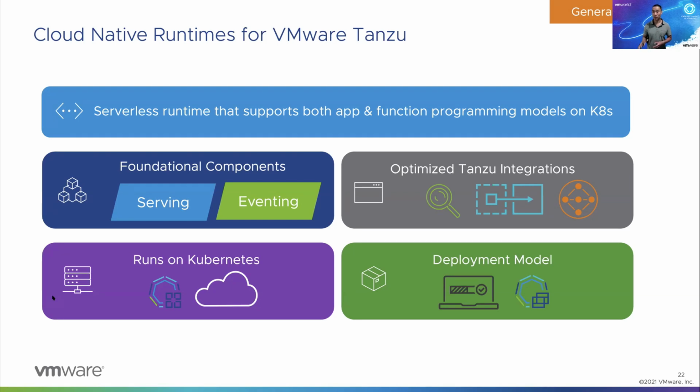And then from a deployment model point of view, you can download this not only from TanzuNet, if you're familiar with that, or you can actually deploy this through Tanzu Mission Control, which is our SaaS offering for you to manage multiple Kubernetes infrastructure, whether that's on-prem or in the public cloud. So just a little bit of information about CNR. Again, like I mentioned, this has officially GA'd earlier this year.